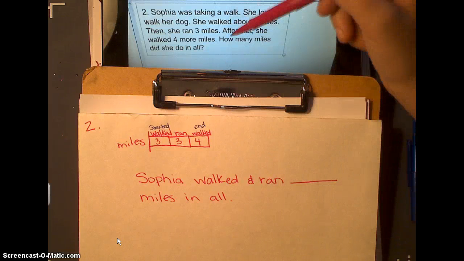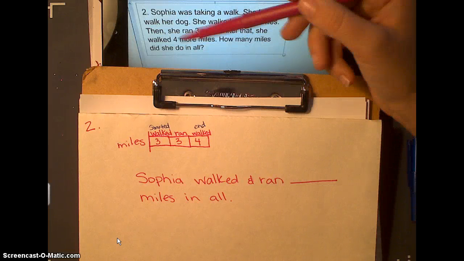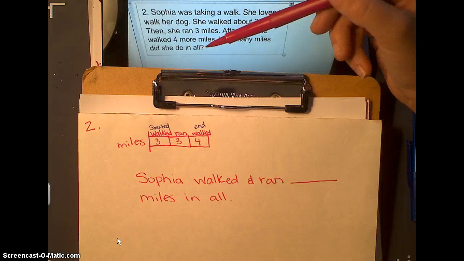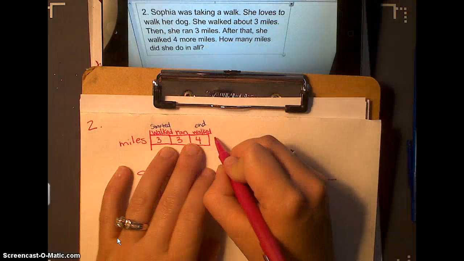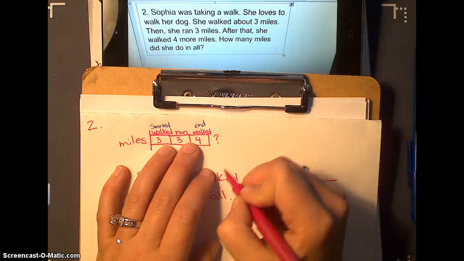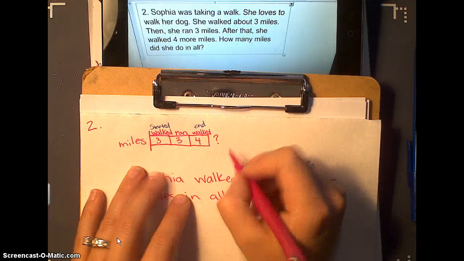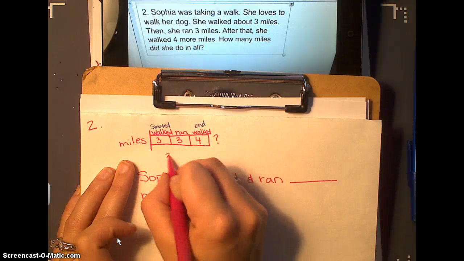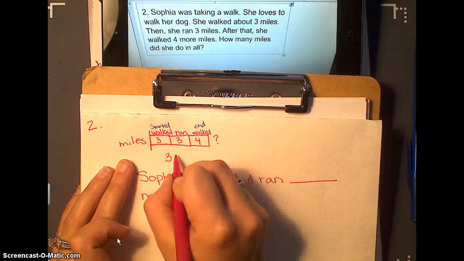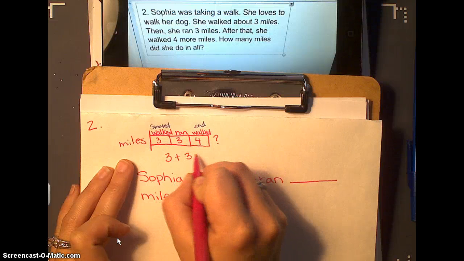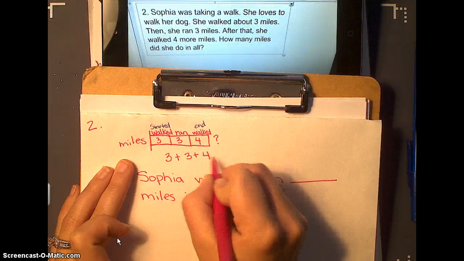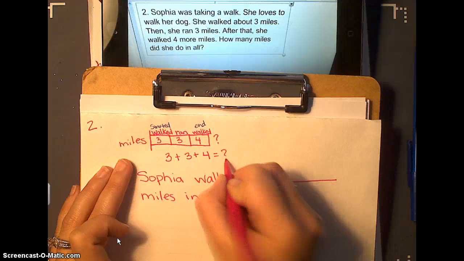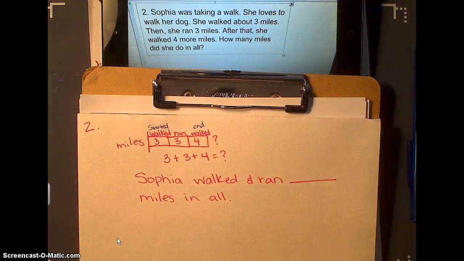Now we're going to move on to the question. How many miles did she do in all? So I need to know how many she did in all total. So once again, we're going to write our number sentence right down here. And we're going to write 3, right in order, plus 3 plus 4. That equals question mark.